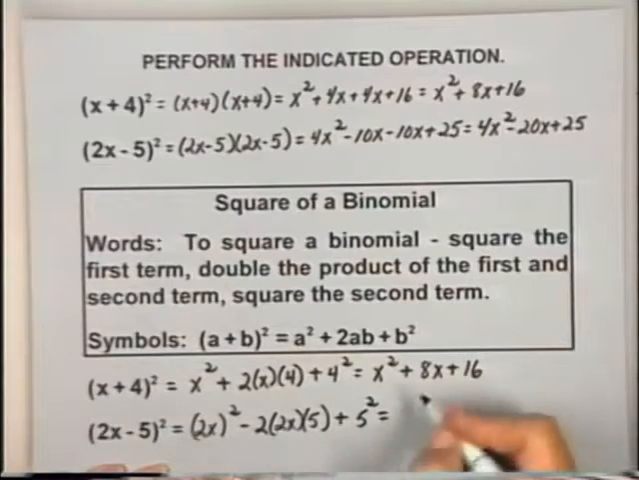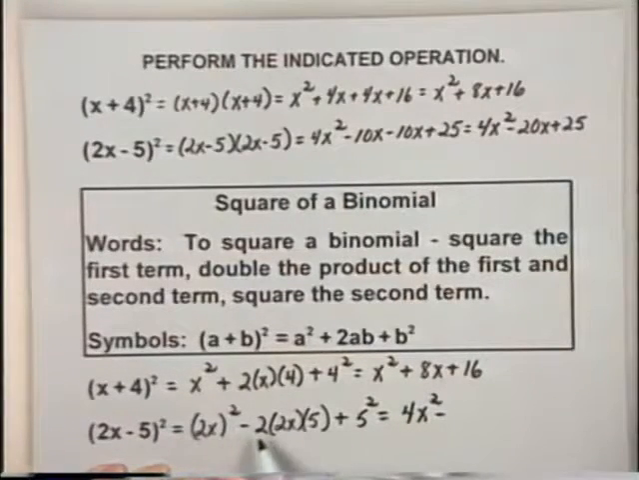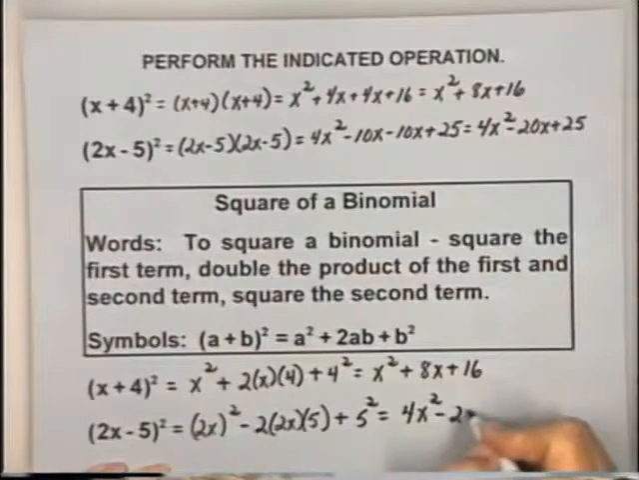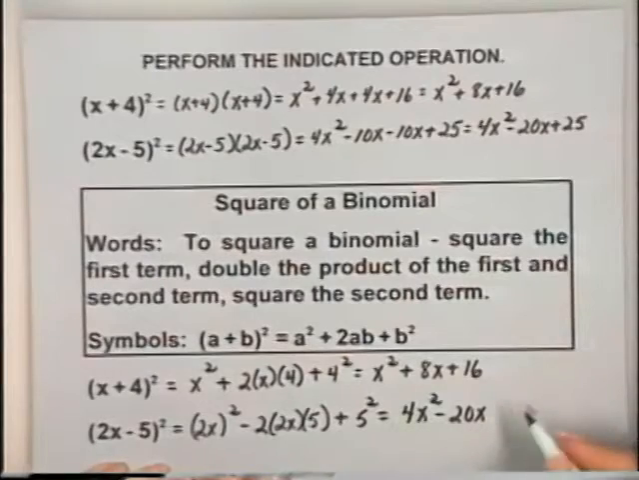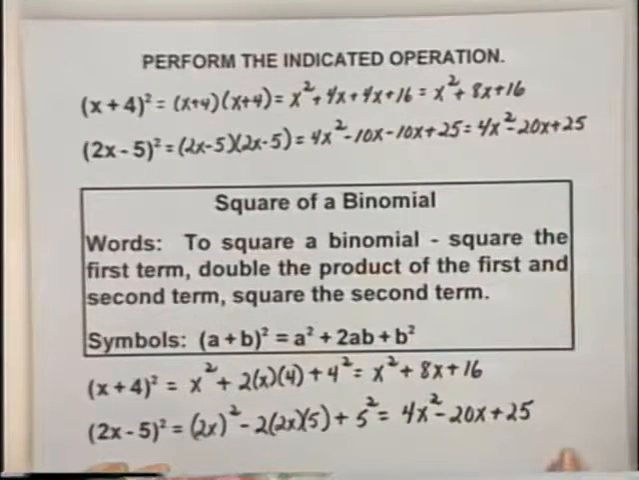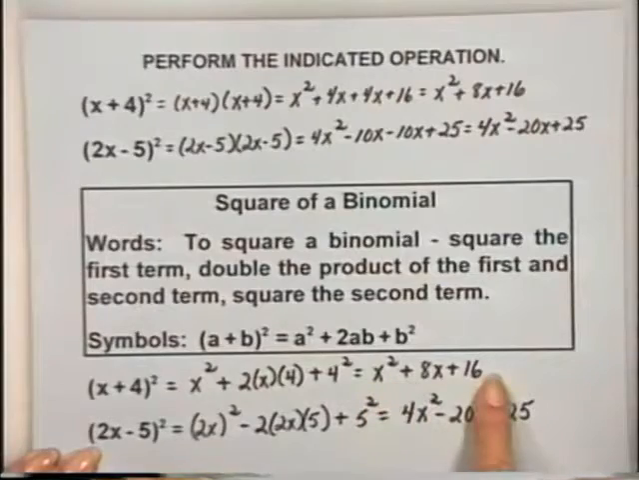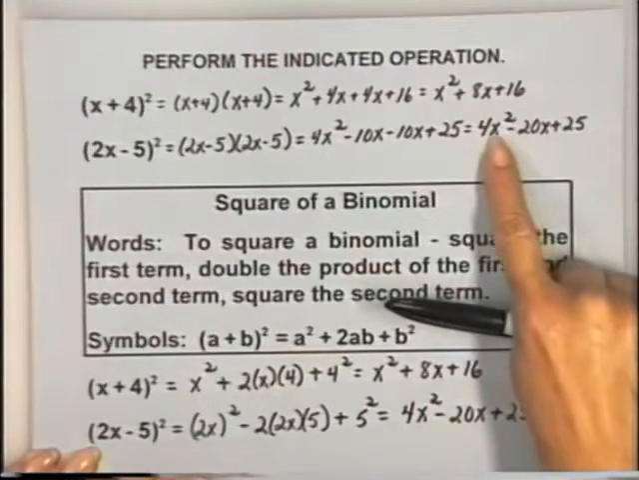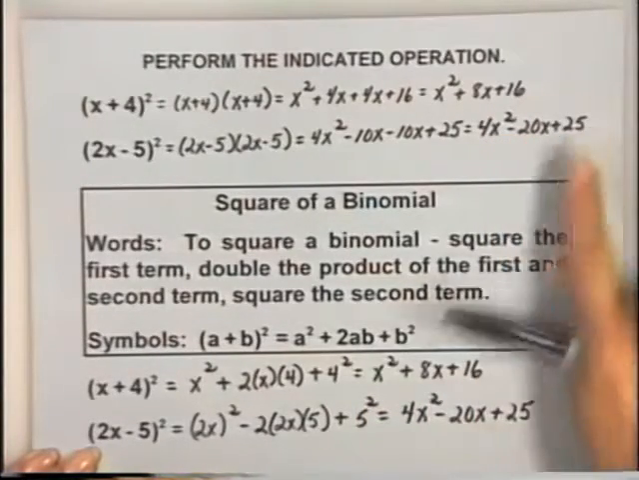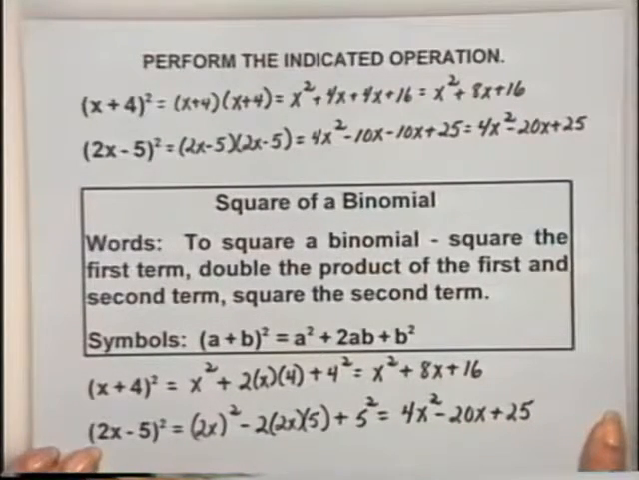When I square the 2x, the result is 4x squared minus 2 times 2x is 4x. 4x times 5 will give me 20x. And last, when I square the 5, I get 25. Please notice, x squared plus 8x plus 16. The result, 4x squared minus 20x plus 25.